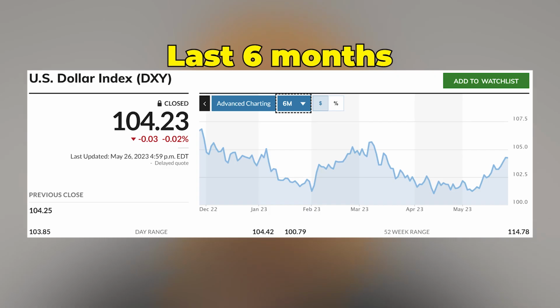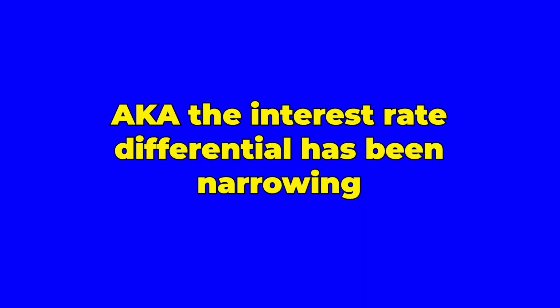So where do we go from here? Well, for about the last 7 months, the dollar has weakened because people have been expecting US interest rates to fall more than European interest rates, aka the interest rate differential has been narrowing. However, right now the market is already pricing in that the Fed is going to cut interest rates a lot by the end of the year.